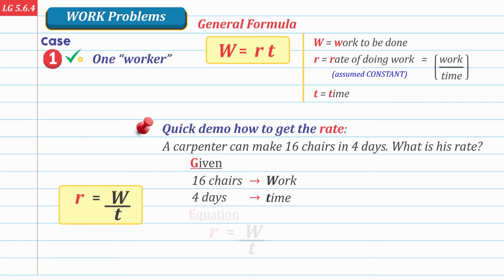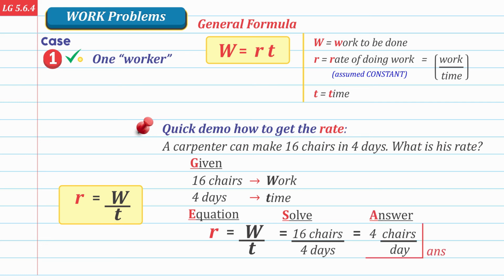We know, of course, a formula to solve for the rate, which is work over time. So we simply solve by substituting work is 16 chairs, and the time required to do the work is 4 days. Simplifying these values, 16 over 4 is 4 with the unit chairs per day. So that's the rate, it's 4 chairs per day. That's how fast the carpenter makes chairs.